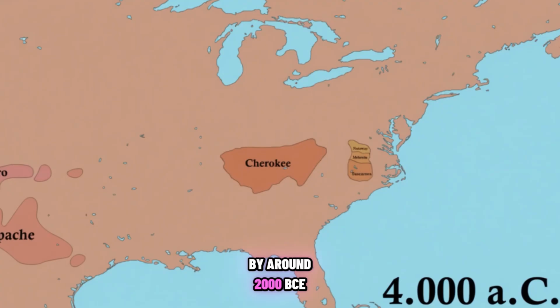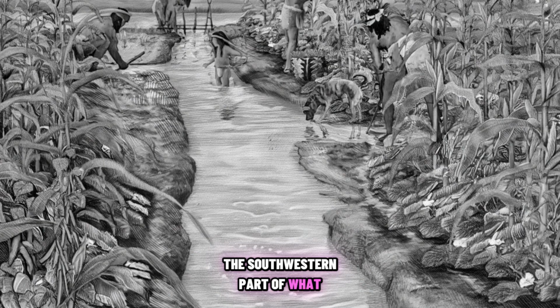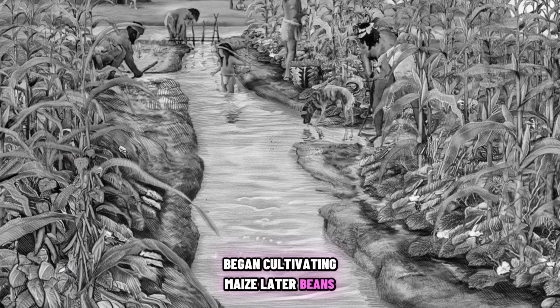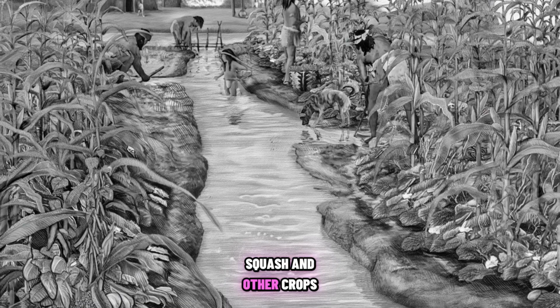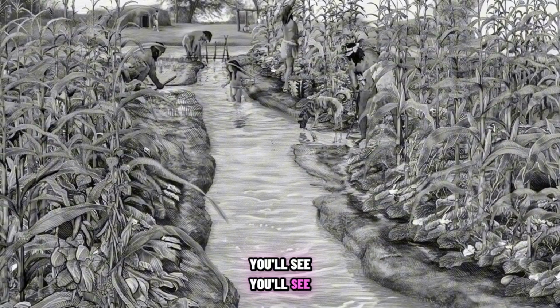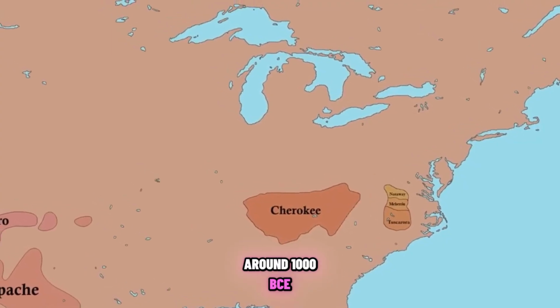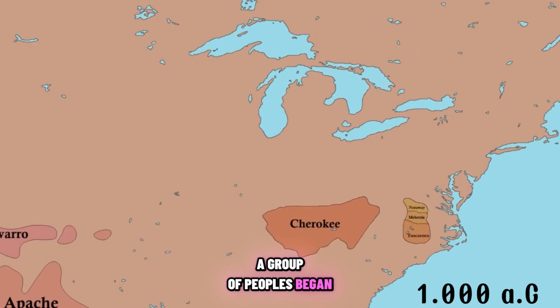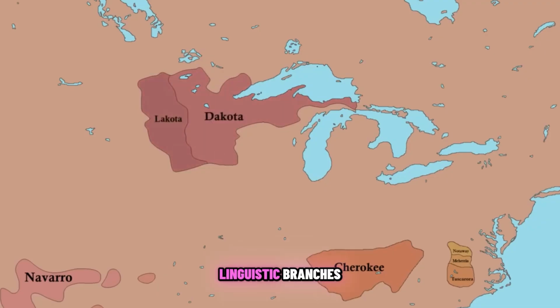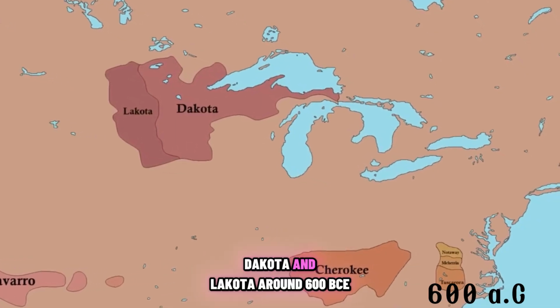By around 2000 BCE, the southwestern part of what is now the United States began cultivating maize. Later, beans, squash, and other crops gradually became their main agricultural products. Around 1000 BCE, a group of peoples began to settle in the central valley of the Mississippi River. Later, they migrated to the region of present-day Minnesota and divided into two main linguistic branches, Dakota and Lakota.